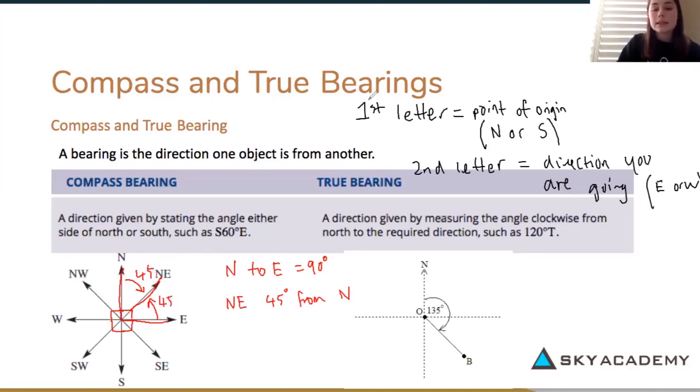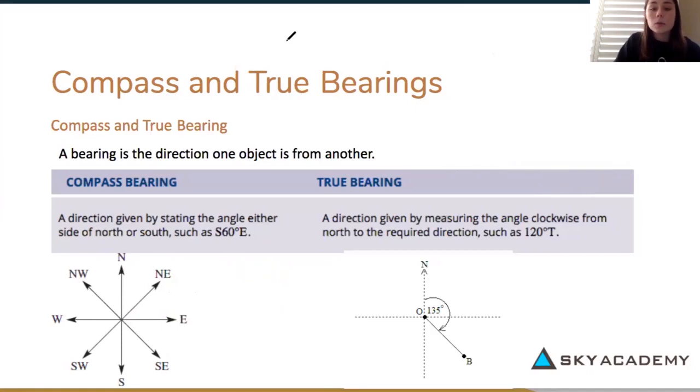So that's something to keep in mind for an exam question, for example. The question might say, Billy is northeast. How far is Billy from north? And if that's all the information they give you, you know that northeast is 45 degrees from north. So Billy is therefore 45 degrees from north. So that's compass bearings, an overview of compass bearings.